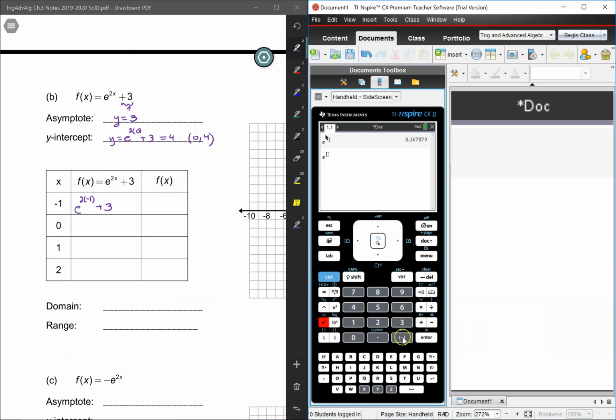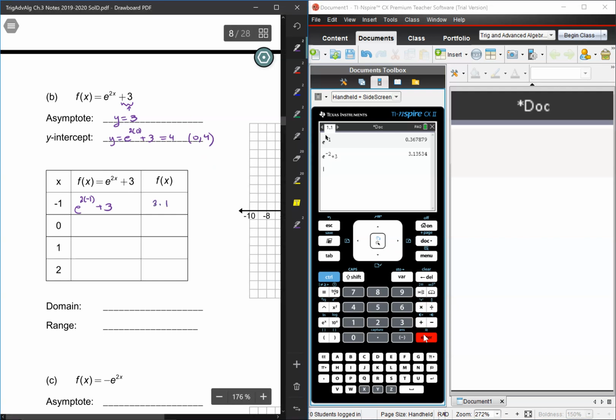So e to the negative 2 plus 3 is 3.13. So 3.1 is good enough. And then here I have e to the 2 plus 3. E squared is 7.4, so that's 10.4.